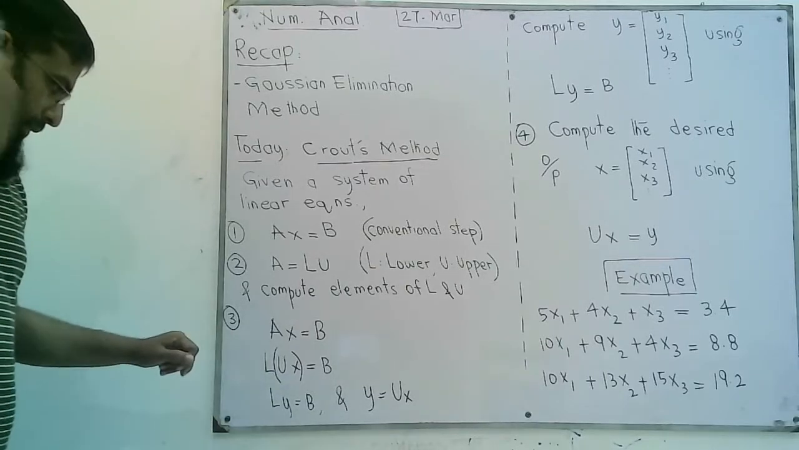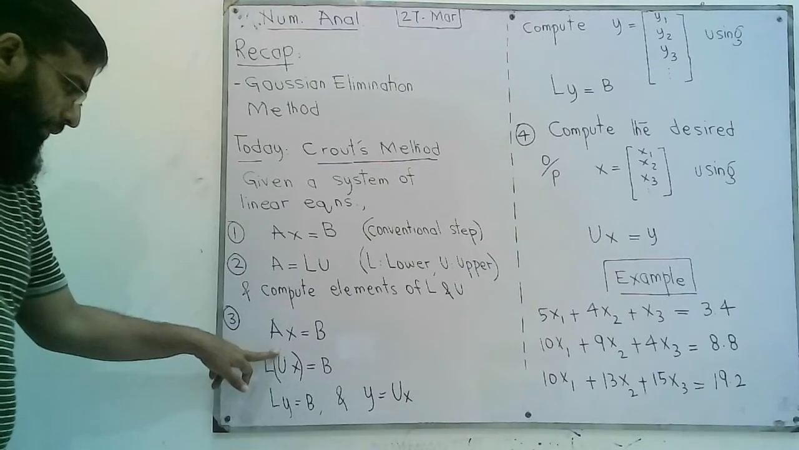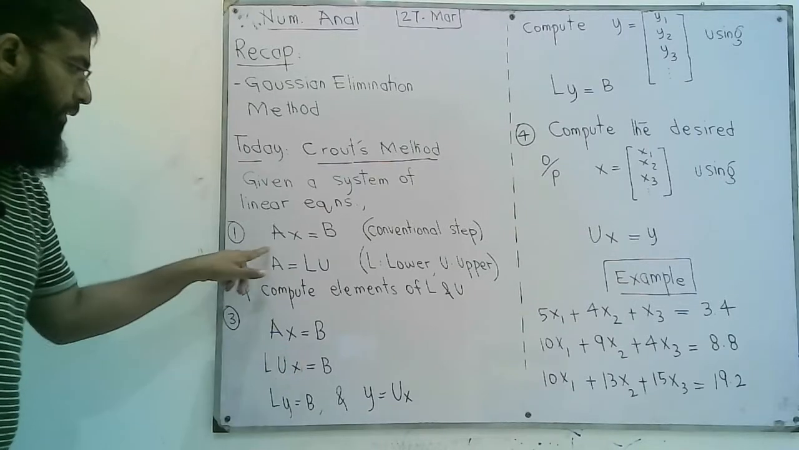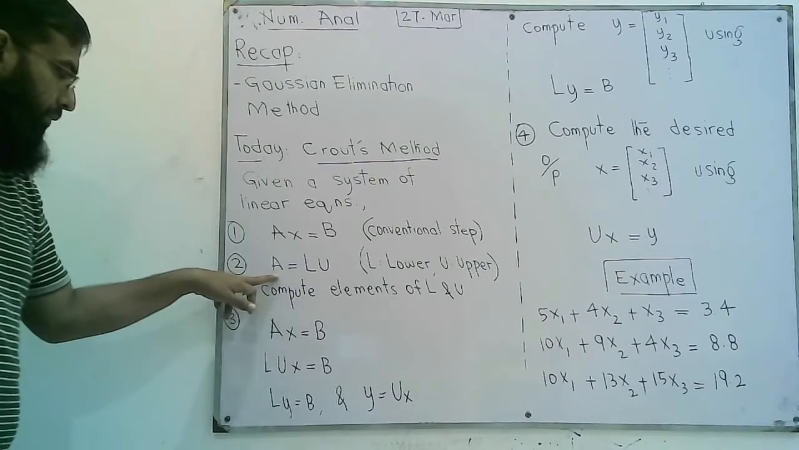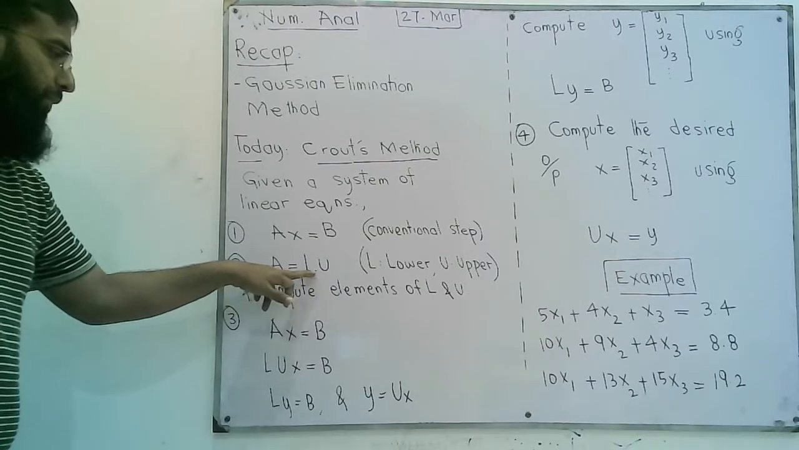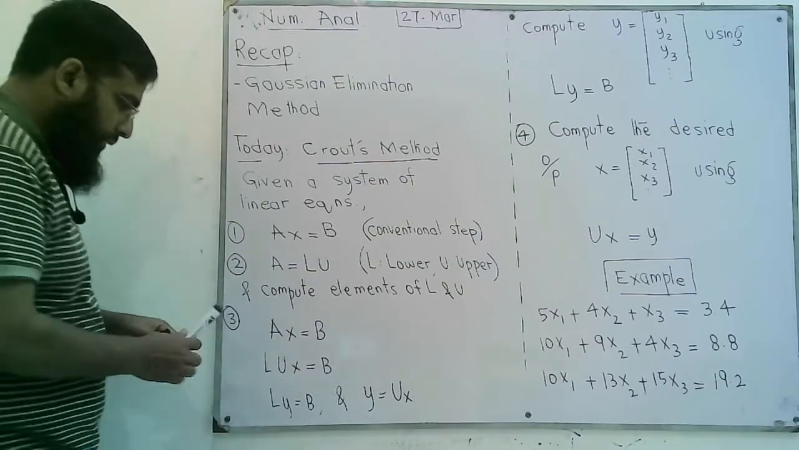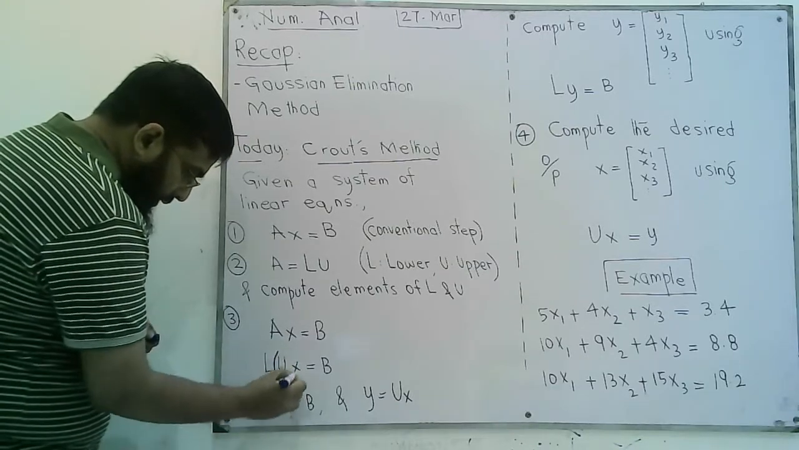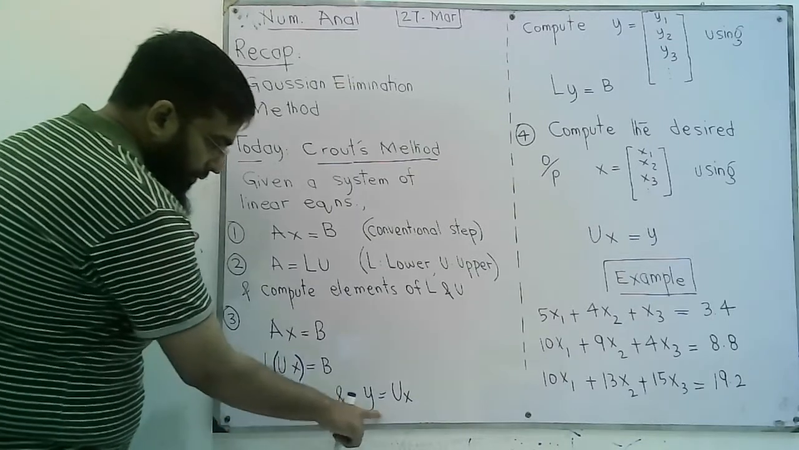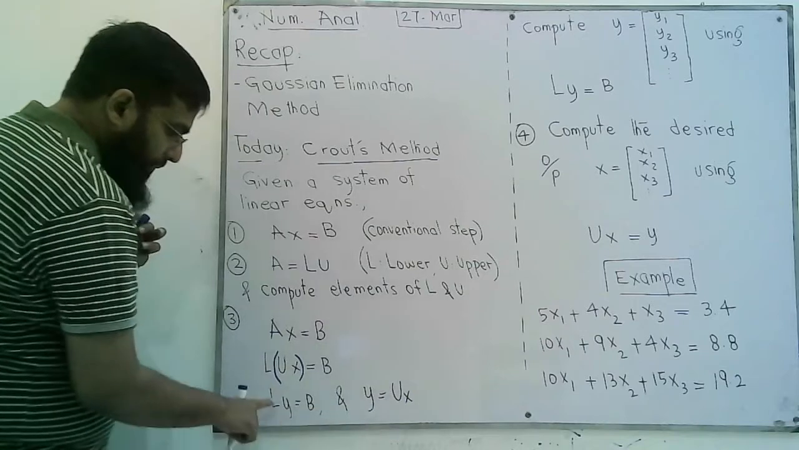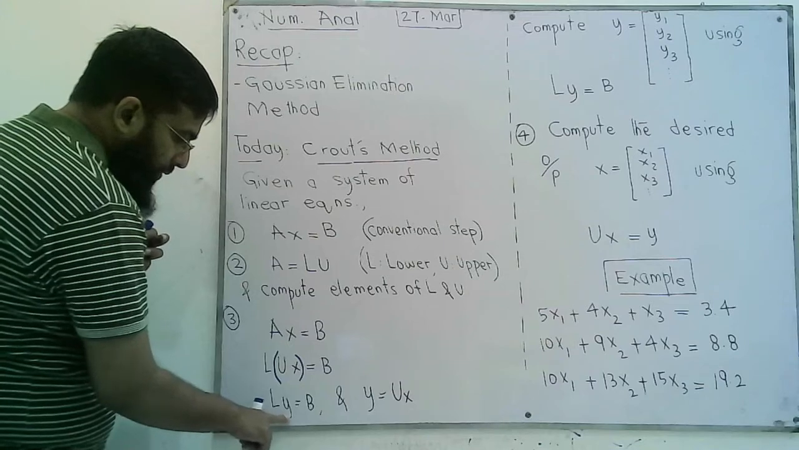The third step is that instead of A, we plug in L times U. In the equation A times x is equal to b, we replace A with L times U because we have declared A to be equal to the product of the L and U matrices. And if we assume that U times x is y, we can replace U times x with y, so L times y is equal to b.